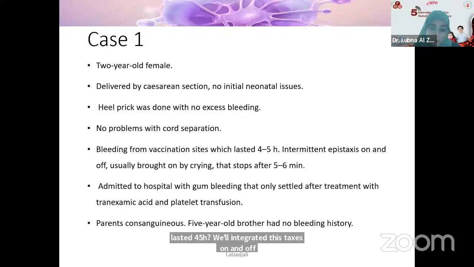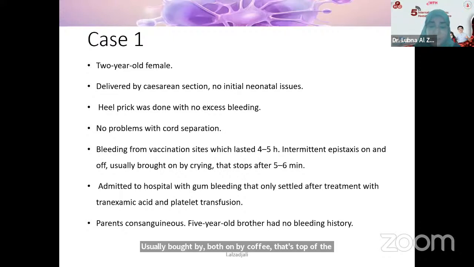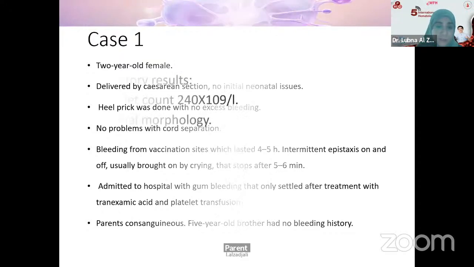That stopped after 5 to 6 minutes. She was admitted to hospital with gum bleeding that only settled after treatment with tranexamic acid and platelet transfusion. Parental consanguinity: there is third-degree consanguinity, and her brother has no bleeding history.